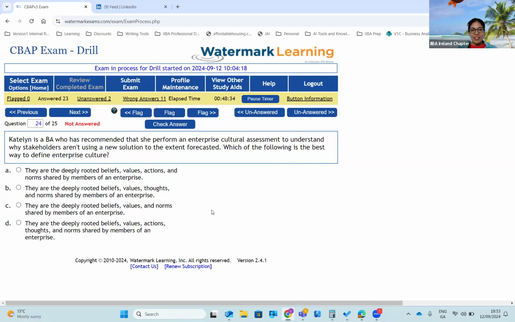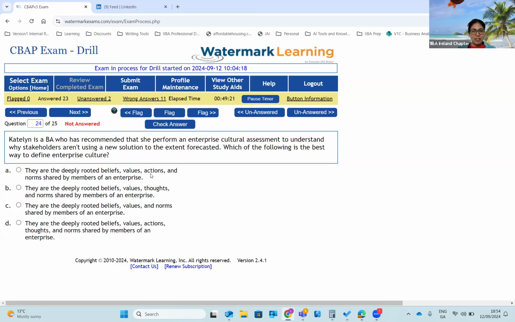Caitlin is a BA who has recommended that she perform an enterprise culture assessment to understand why stakeholders aren't using a new solution to the extent forecasted. Which of the following is the best way to define enterprise culture? A. They are deeply rooted beliefs, values, actions, and norms shared by members of an enterprise. B. They are deeply rooted beliefs, values, thoughts, and norms shared by the members of an enterprise. C. They are deeply rooted beliefs, values, and norms shared by the members of an enterprise. D. They are deeply rooted beliefs, values, actions, thoughts, and norms shared by members of an enterprise.